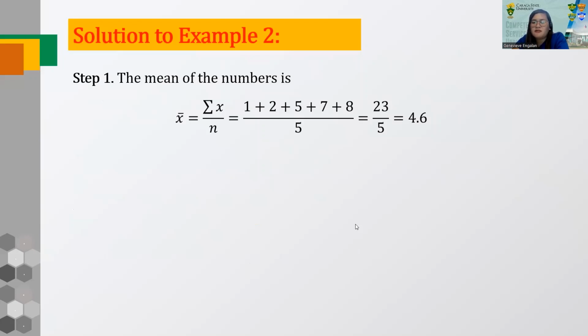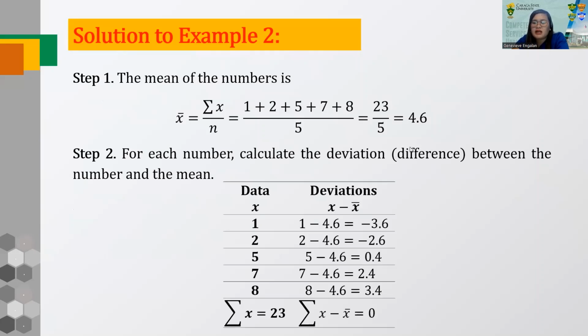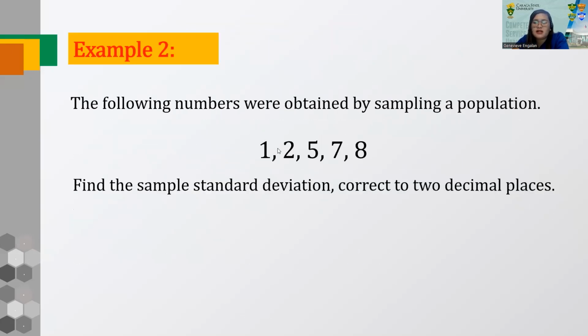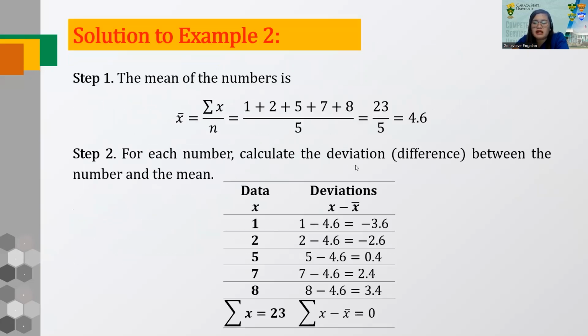First, we get their mean. So the mean is 4.6. Then we calculate the deviations. The given values are 1, 2, 5, 7, and 8. As you can see, 1, 2, 5, 7, and 8. We subtract the mean from each. Then you can check if your answer is correct, because when you total them, it will be equal to 0.